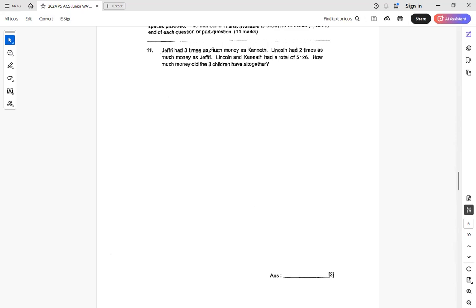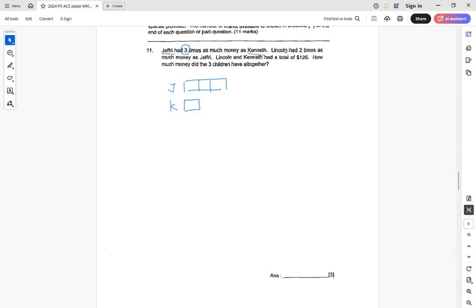So we start with the first sentence. The comparison is between Jeffrey and Kenneth. So it tells us Jeffrey had 3 times. So meaning Jeffrey and then Kenneth, right? Jeffrey 3 times means Jeffrey must have 3 units. So let me draw my 3 units. The second person, which is Kenneth, will have 1 unit.